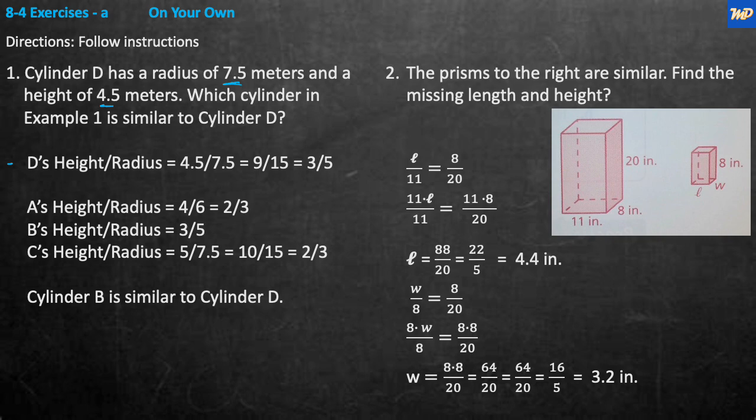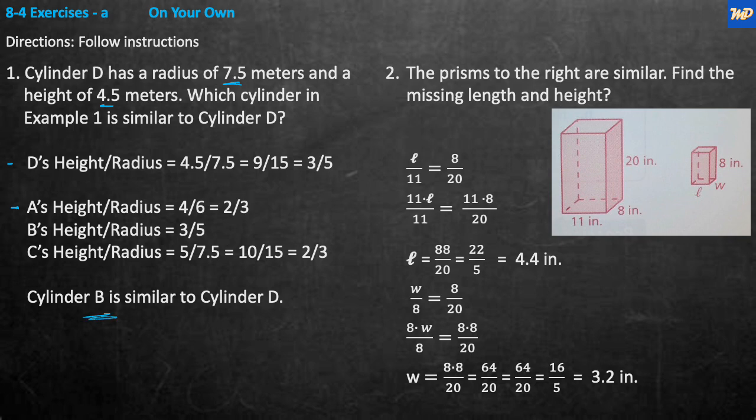Well, if you do the same thing to the other 3 cylinders on problem 1, we find out that A has a height to radius ratio of 4 to 6, or 2/3. B has a ratio of 3/5, right on the button, right there. And C has a height to radius ratio of 5 to 7.5, or 10 to 15, because you doubled both of them. And you can divide both by 5 and get 2/3. So B is similar to D.